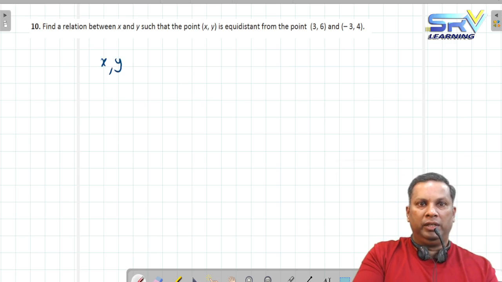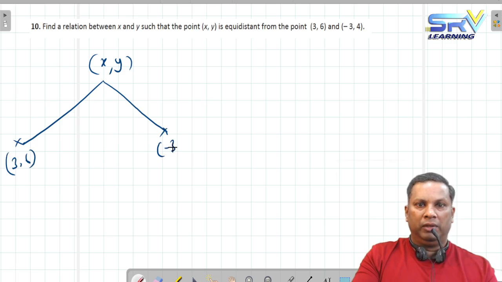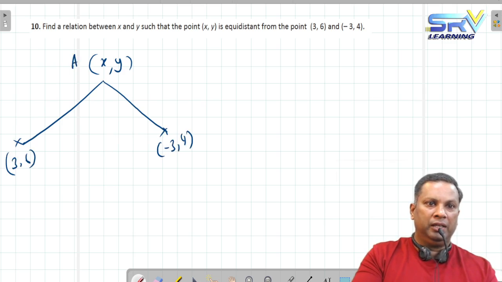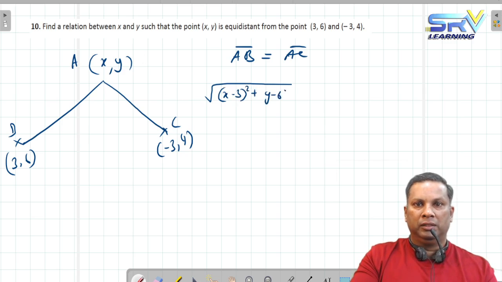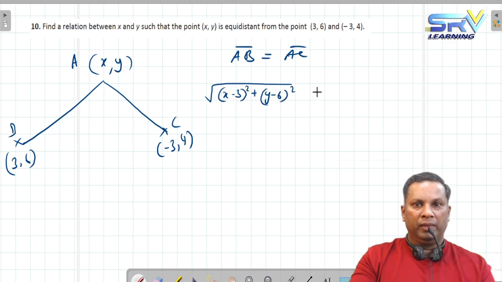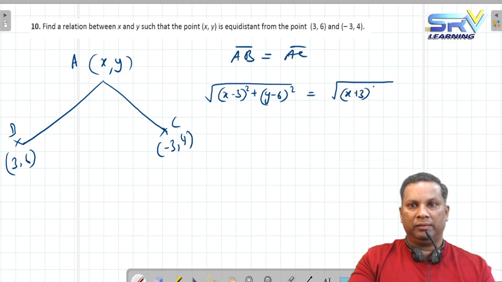We will write x, y, and it is equidistant from 2 different points. One point is 3, 6, another point is minus 3, 4. So let this be A, let this be B, let this be C. He is telling that AB is equal to AC. So let us put in the formula. It will be x minus 3 whole square plus y minus 6 whole square, that is the length of AB, is equal to AC, which is x minus of minus 3, x plus 3 whole square, right, and y minus 4 whole square.